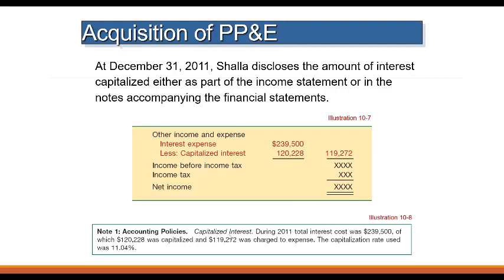So I say: capitalized interest during 2011. Total interest was 239,500, of which 120 was capitalized and 119 was charged to expenses, and the capitalization rate used is 11.04%. This is the note for what has been included in the statements. By that, we ended IAS 23, the borrowing costs. Next time inshallah we are going to start the IAS related to impairment inshallah.